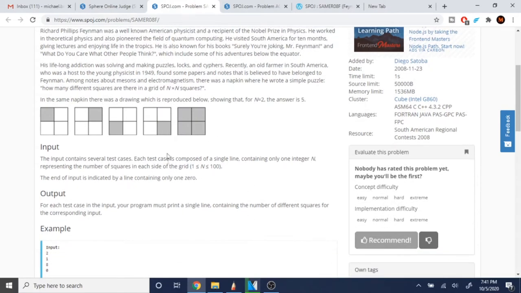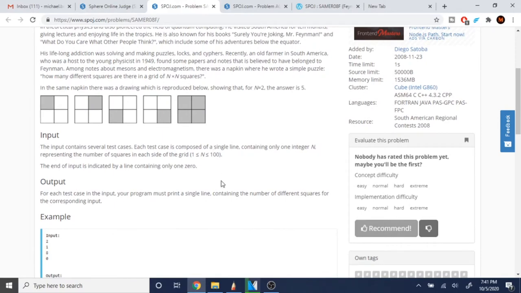Now we have to check if n is 3, 4, 5, 6, 7, 8, 9, 10, whatever value it is. We need to find the number of different squares there are for an n by n grid. So how do you do this problem? The easiest way is actually just to draw it out.